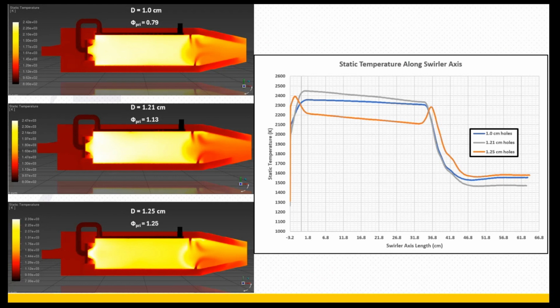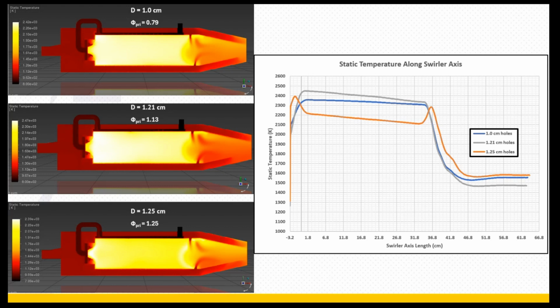So from the top down, we have 1 centimeter dilution holes, 1.21 centimeter dilution holes, and the 1.25 centimeter holes. The 1.21 centimeter holes gave me the closest to the 1.1 equivalence ratio that I'm looking for. In the chart you see over here on the side is where I'm plotting the static temperature along the axis of the swirler. So the start of the chart is at the wall at the base of the swirler. The far end of the chart is the exit of the combustor.